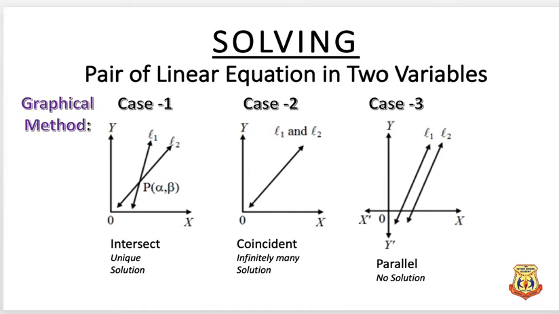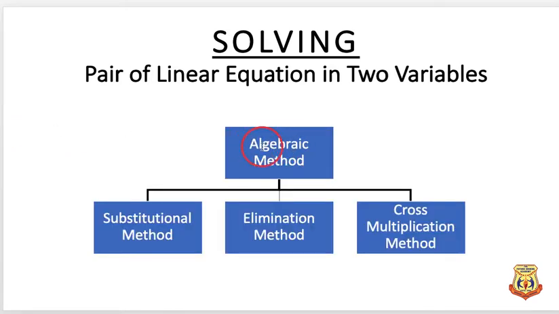In our last class, I discussed the graphical method, that is case 1, case 2 and case 3. Case 1 is intersect, where we get a unique solution. Case 2, coincident, infinitely many solutions. And case 3, parallel, there is no solution. Today we will discuss the algebraic method. Here we have the substitution method, elimination method and cross multiplication method. So let's start with the substitution method.